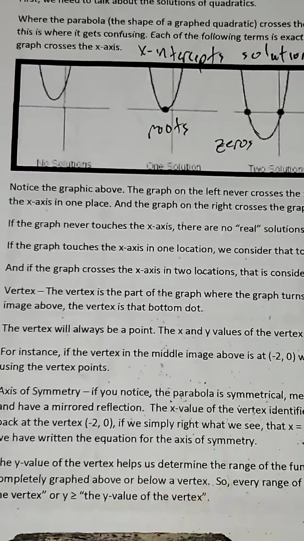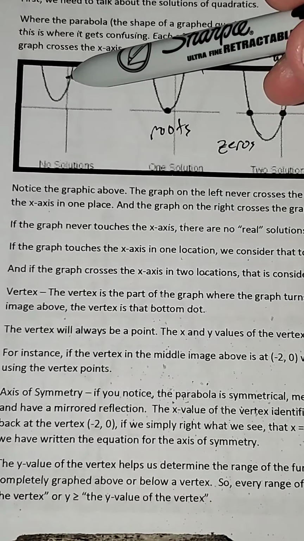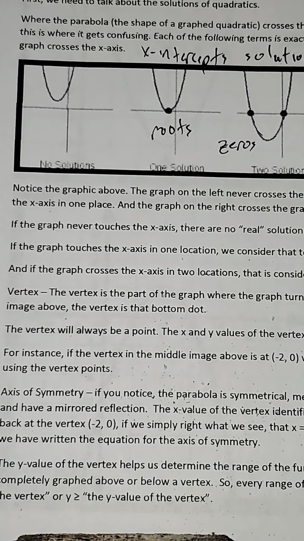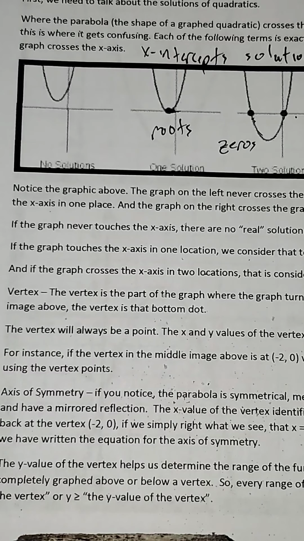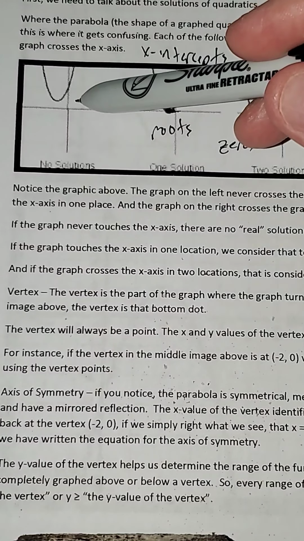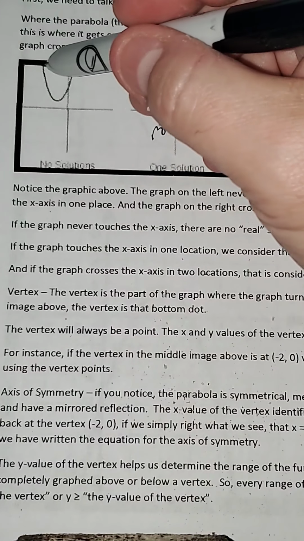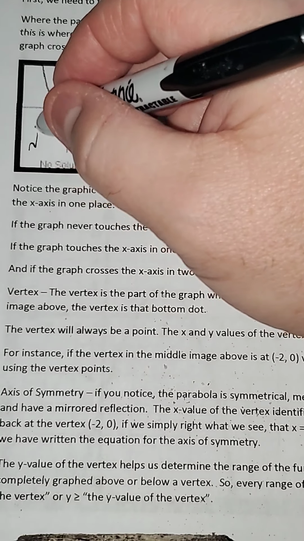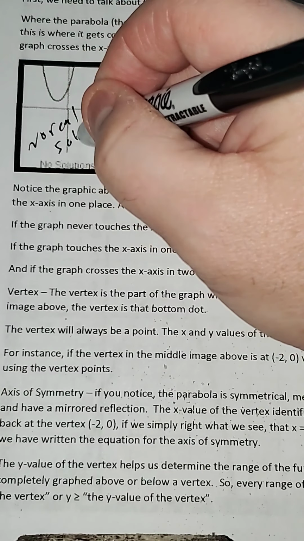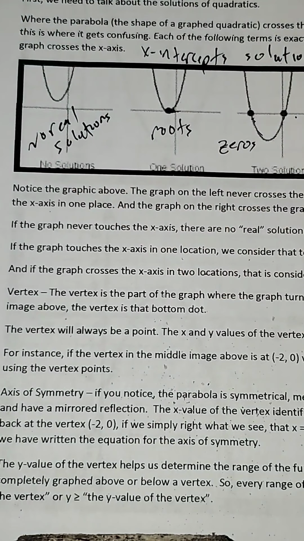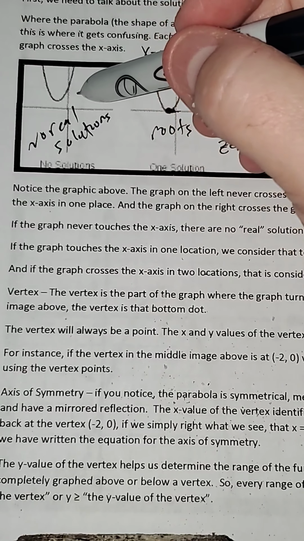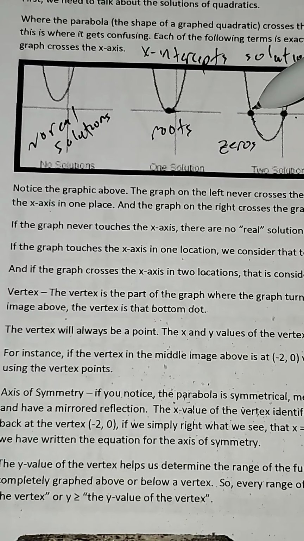I want you to notice in the graph above, the far graph on the left, it never touches the x-axis. This graph touches the x-axis in exactly one spot, and this touches the x-axis in two places. Over here, notice it says no solutions. When we do not touch the x-axis, we actually have no real solutions. In later courses, you're going to learn about imaginary numbers, because these will have roots or solutions, but they're imaginary. They come because we have to take the square root of a negative number, something we don't have to worry about right now.